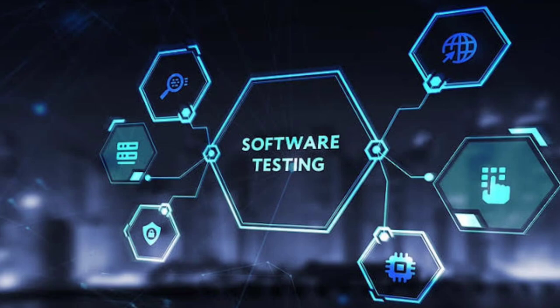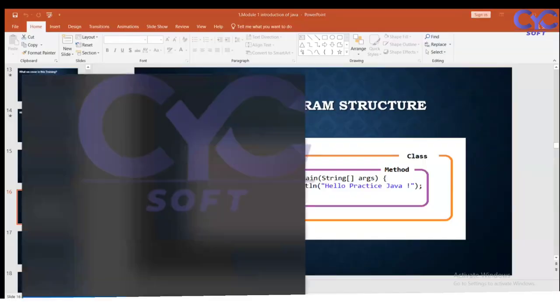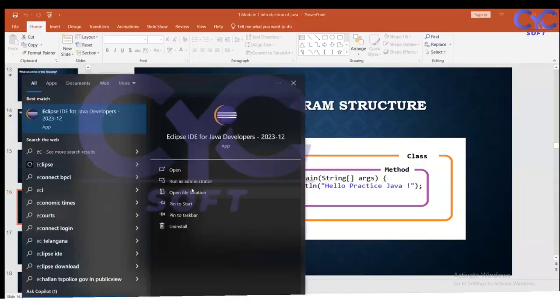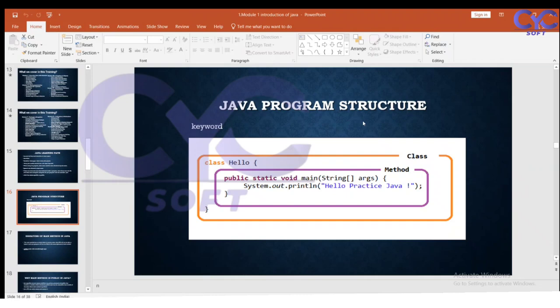Hi guys, today we are going to discuss the Java programming structure, and how we are going to write the program in Eclipse. In the previous class we saw how to install Eclipse and how to start the Eclipse program, and we also discussed data types. So today we are going to discuss the structure of a Java program.